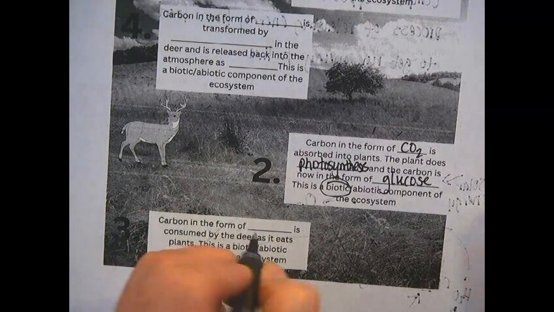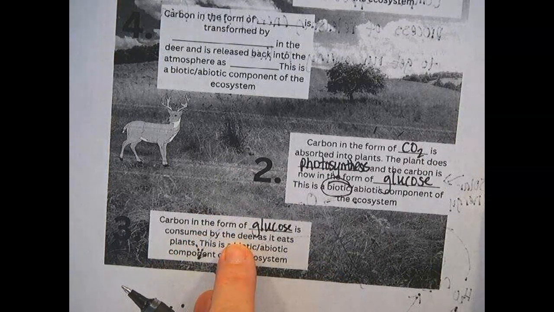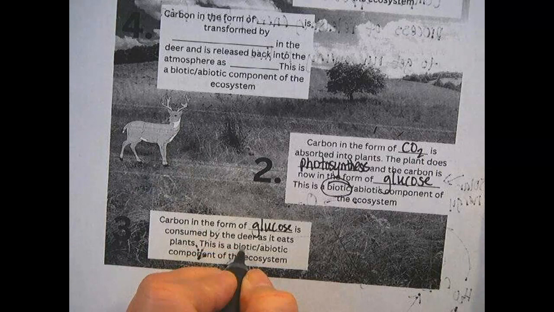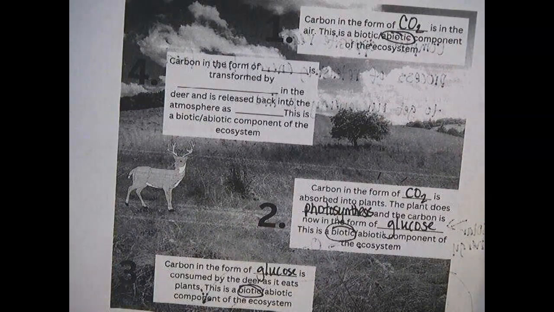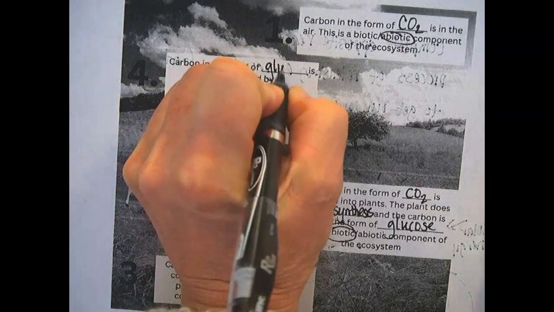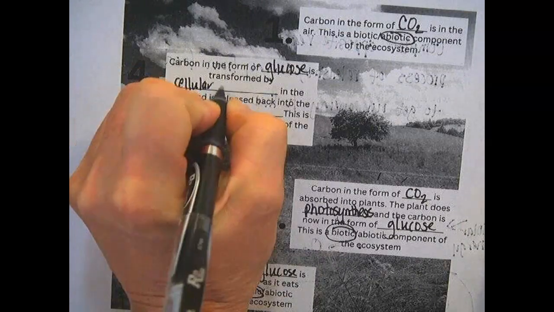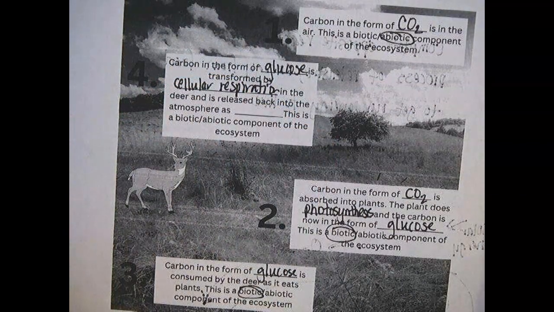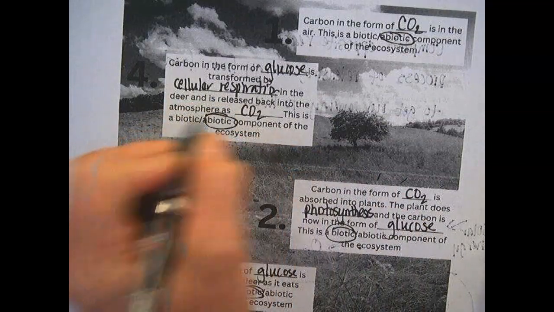Okay, carbon in the form of glucose is consumed by the deer as it eats the plants. So as it eats the plants, that glucose that was in the plant is going to go into the deer. So this is also biotic. Carbon in the form of glucose is transformed by cellular respiration in the deer and is released back into the atmosphere as CO2. Since it's back in the atmosphere, this would be abiotic.